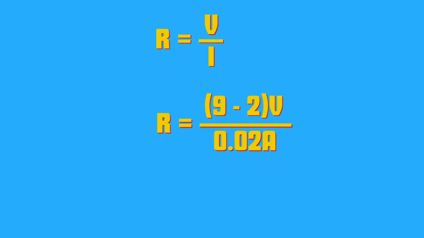In our case, V is the voltage of the 9-volt battery minus the 2-volt LED. I is the current of the red LED, which is 20 mA or 0.02 amp. With these values, R is equal to 350 ohms.